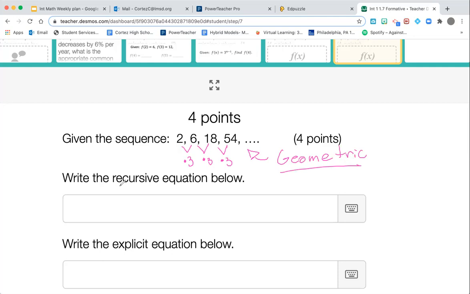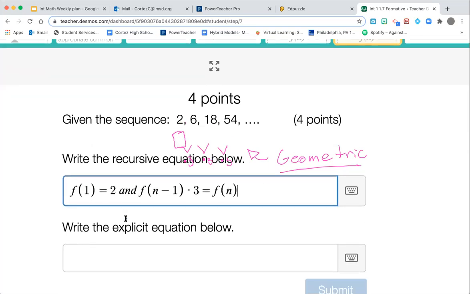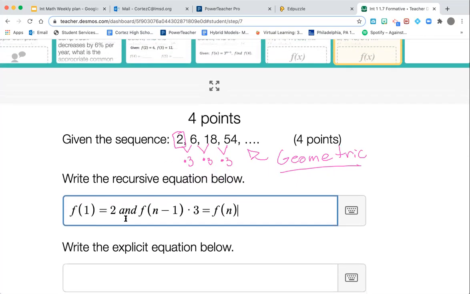If I was going recursive, similar to the previous problem, I need my starting term, which was 2. So I can say that f of 1 is 2. For the function notation, I know I'm taking the previous, multiplying that by 3, and that equals f of n. So those two things are what I would need there.